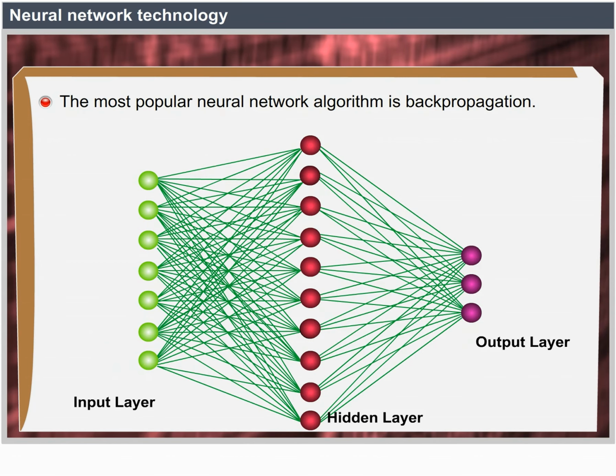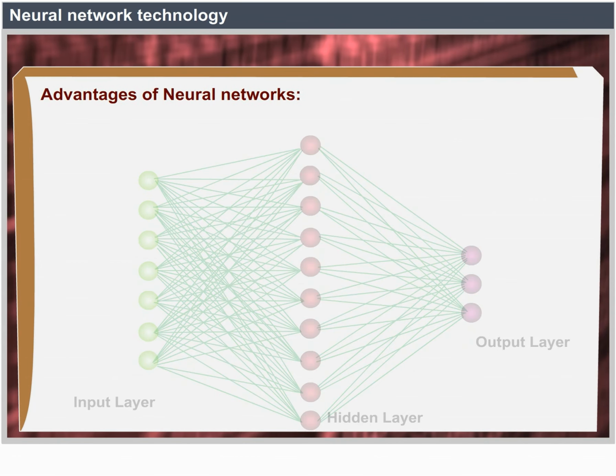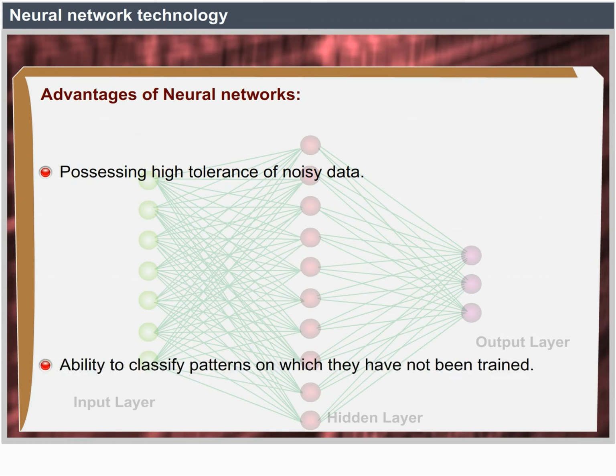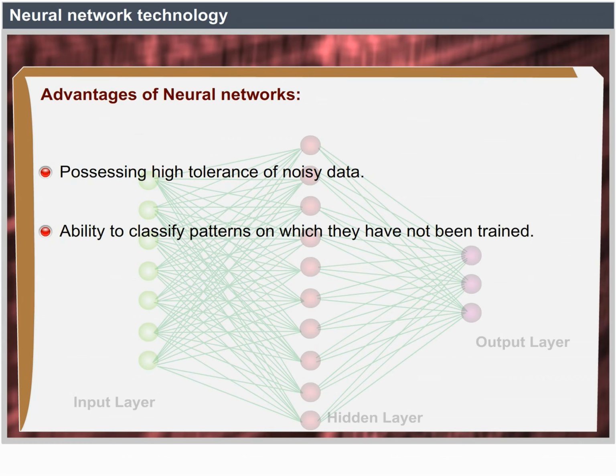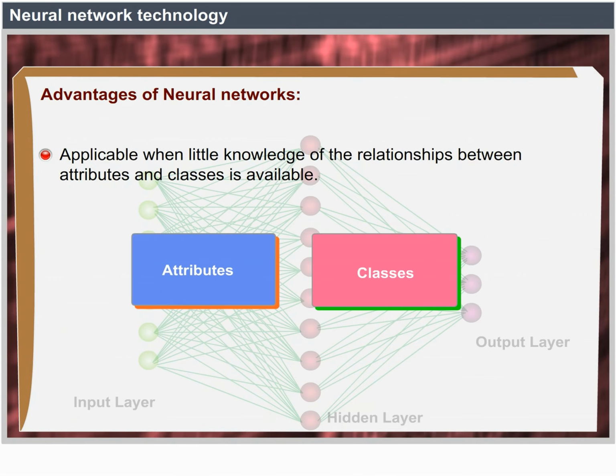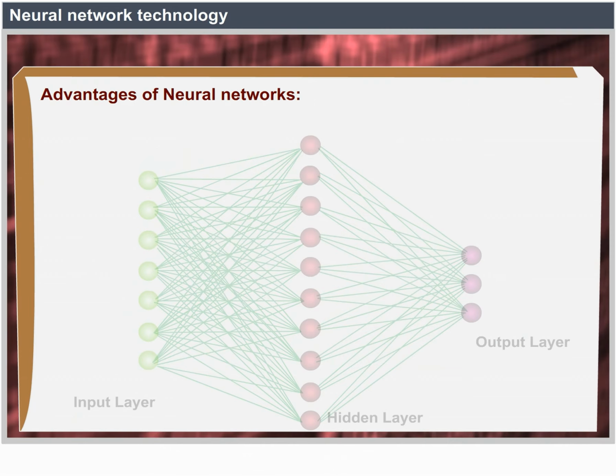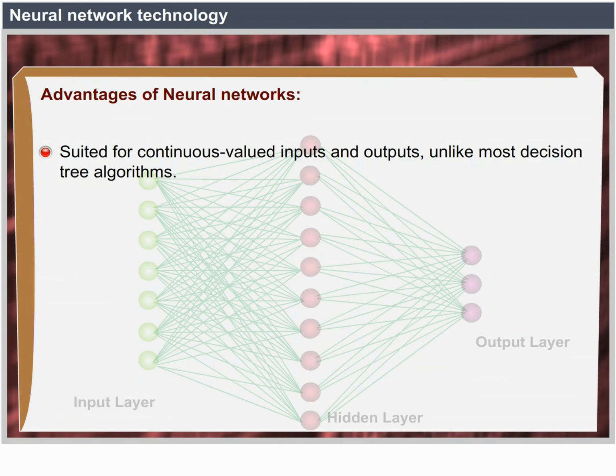Advantages of neural networks: high tolerance of noisy data, ability to classify patterns on which they have not been trained, can be used when little knowledge of the relationships between attributes and classes is available, suited for continuous valued inputs and outputs, unlike most decision tree algorithms.